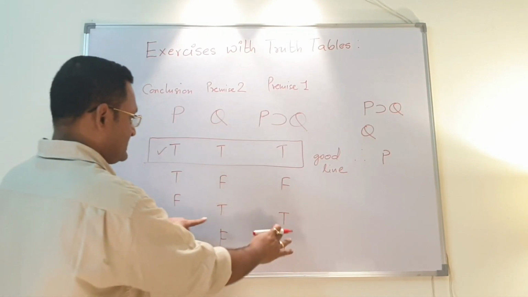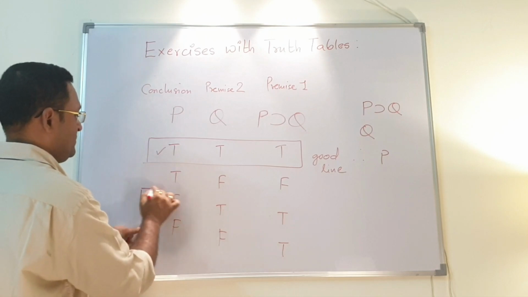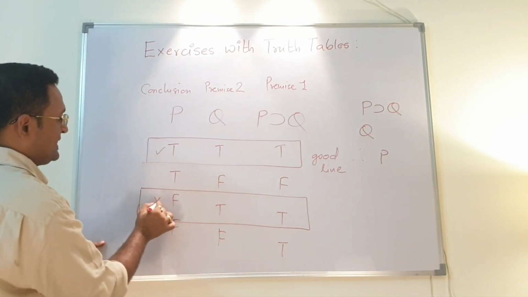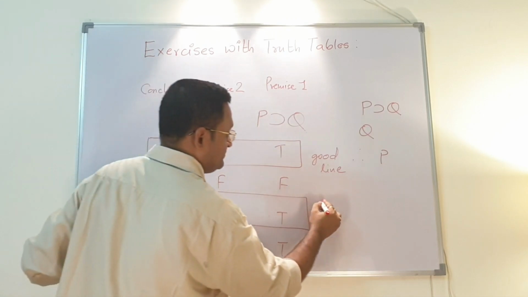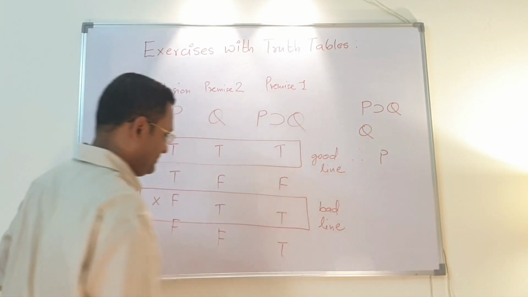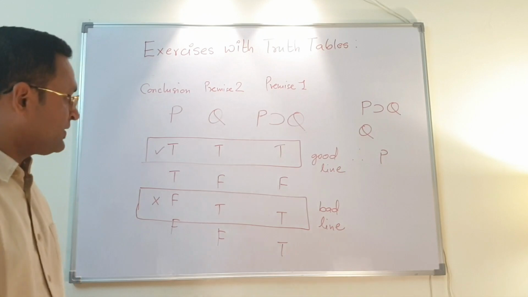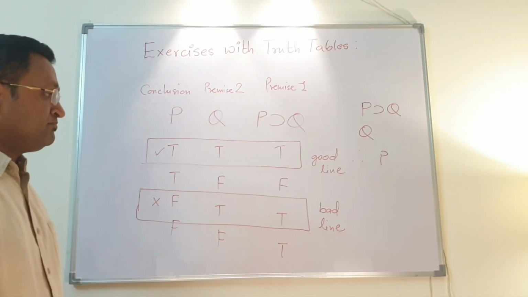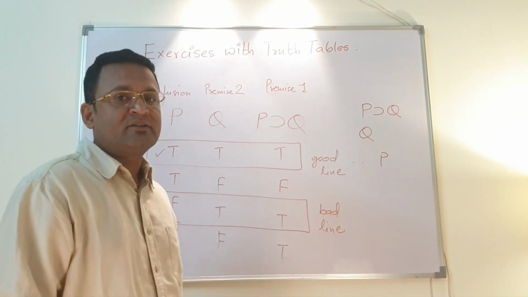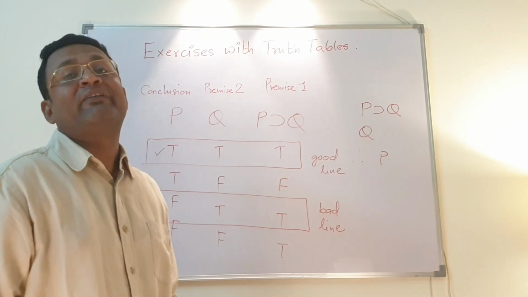Now you see this is also one where both of them are true, but here the conclusion is false. This is a bad line. Now, in the rest of the cases, it's not coming like both the premises are true. Now, the bad thing is that we have a good line and we have a bad line. So what will this argument be? Somebody can say that this argument is both valid and invalid.